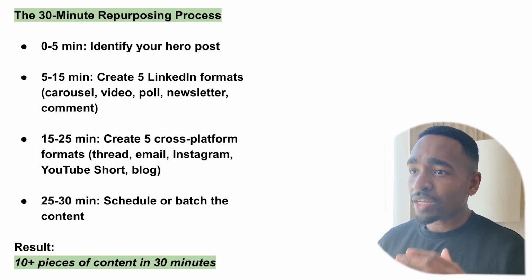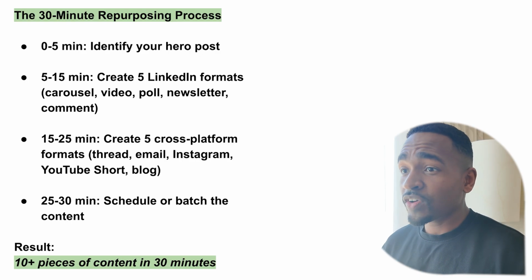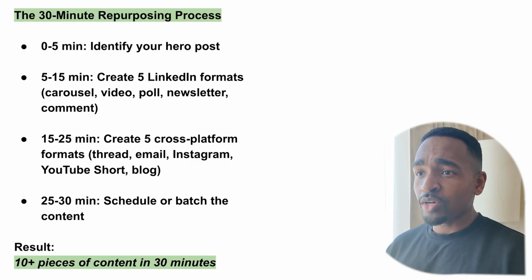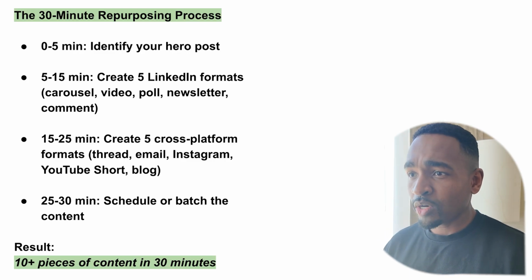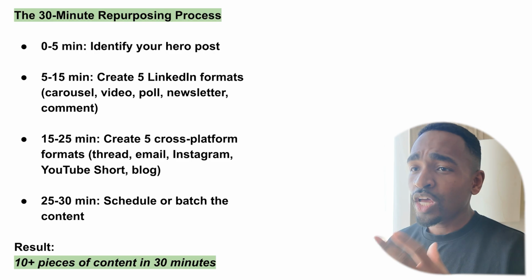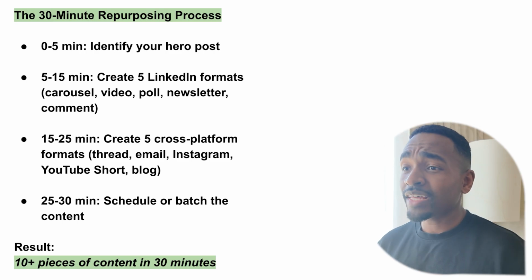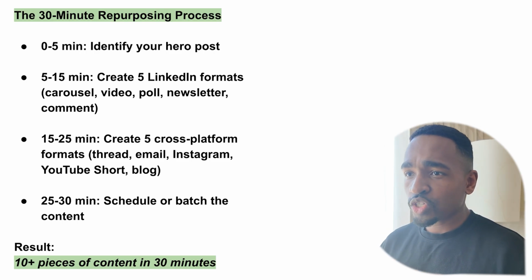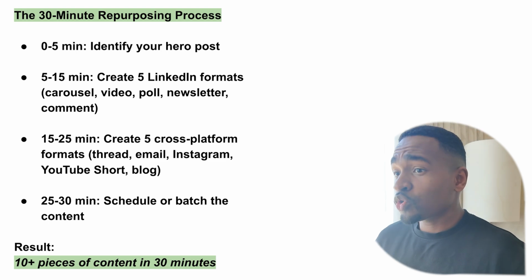Now, the way you can go about doing this in just 30 minutes is, in the first 5 minutes, identify your hero post. So find that highest performing post. And then between minutes 5 to 15, create 5 LinkedIn formats. So this might be a carousel, a video, a poll, newsletter, or comment. And in the next section, create 5 cross-platform formats. So this might be a thread, an email, an Instagram, YouTube short, or a blog.